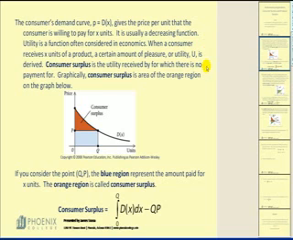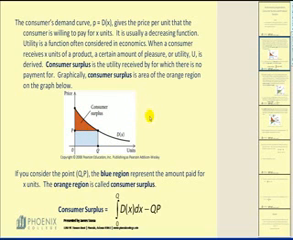Graphically, consumer surplus is the area of the orange region on the graph below. So what we have here is a demand curve as a decreasing function. P is the equilibrium point, so this is the price the market is charging, and the consumer surplus is this orange region here.